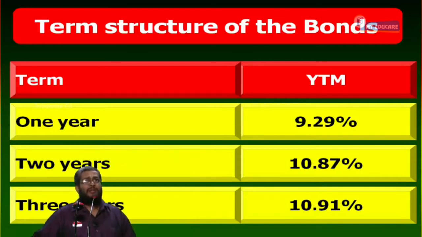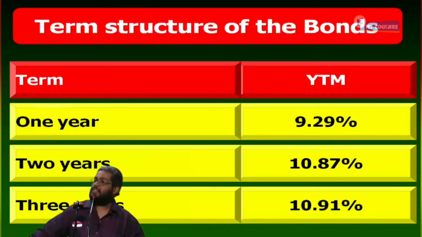Because 9.29% is today's interest rate which the market shows. They say a 2-year bond is trading at 10.87%. From that we can understand that the market expects the interest rate to be 12.65% at the end of the first year. That is why they are asking 10.87% per annum for the 2-year bond. So how the market perceives the interest rate after 1 year can be understood through the term structure of the bond. Can I proceed? Next, point number 3.